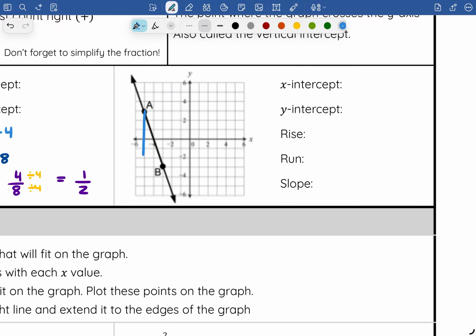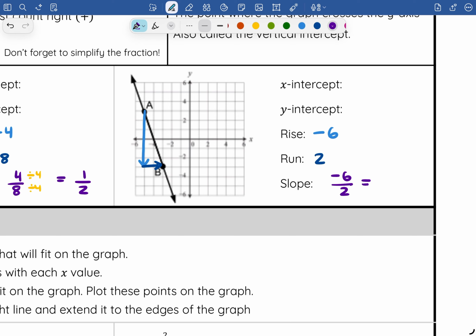So the rise. The negative comes from the fact that our rise is going down towards our negative numbers. So that is 1, 2, 3, 4, 5, 6. So negative 6. What's our run in this case? Positive 2. So we're going 2 boxes to get over to B. So our slope is negative 6 over 2. So we see that the negative is there. That's good news.